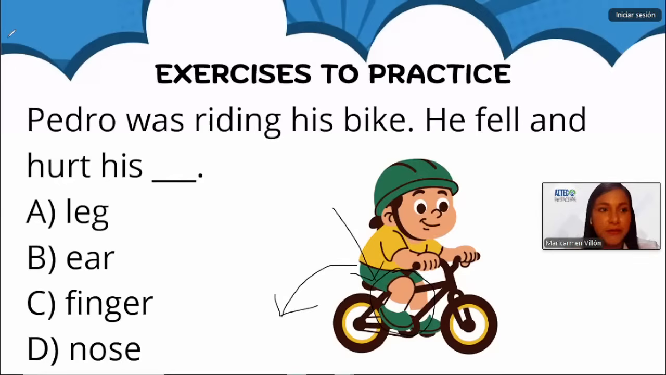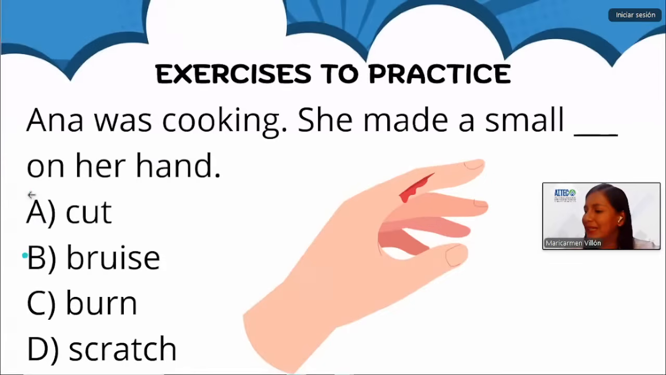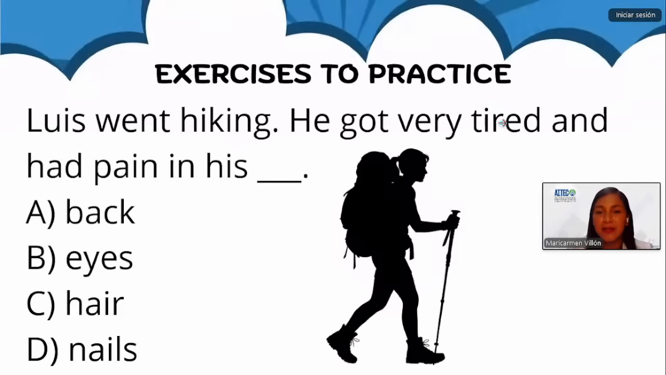Thank you, Lexi. That's right. Move on with the next one. Anna was cooking. She was cooking. She made a small... If she was cooking with the knife, what was the accident she had? Did she have a cut, a bruise, a burn, or a scratch? What would be better? Excellent, a cut. She made a small cut on her hand.